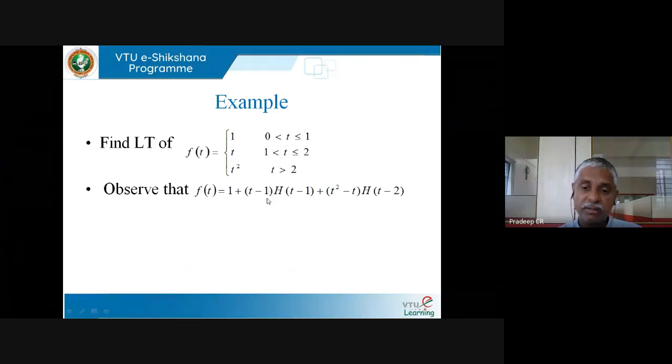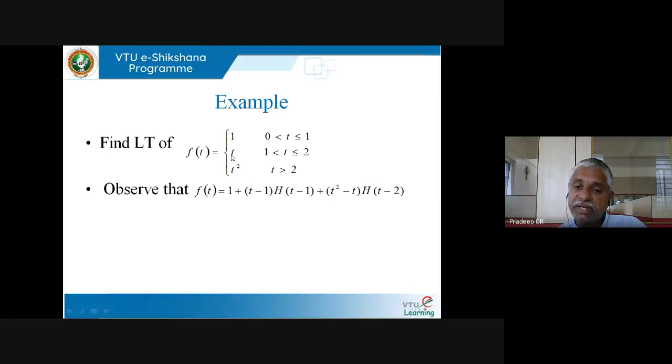For t between 1 and 2, this is 0, this is 1. u(t minus 1) is 1 because t is between 1 and 2, meaning it's bigger than 1. But it is less than 2, so u(t minus 2) is 0. This is 1, so this product will become t minus 1. So 1 plus t minus 1, the 1 will get cancelled and it will remain with t. So when t is between 1 and 2, the value of the function is t.